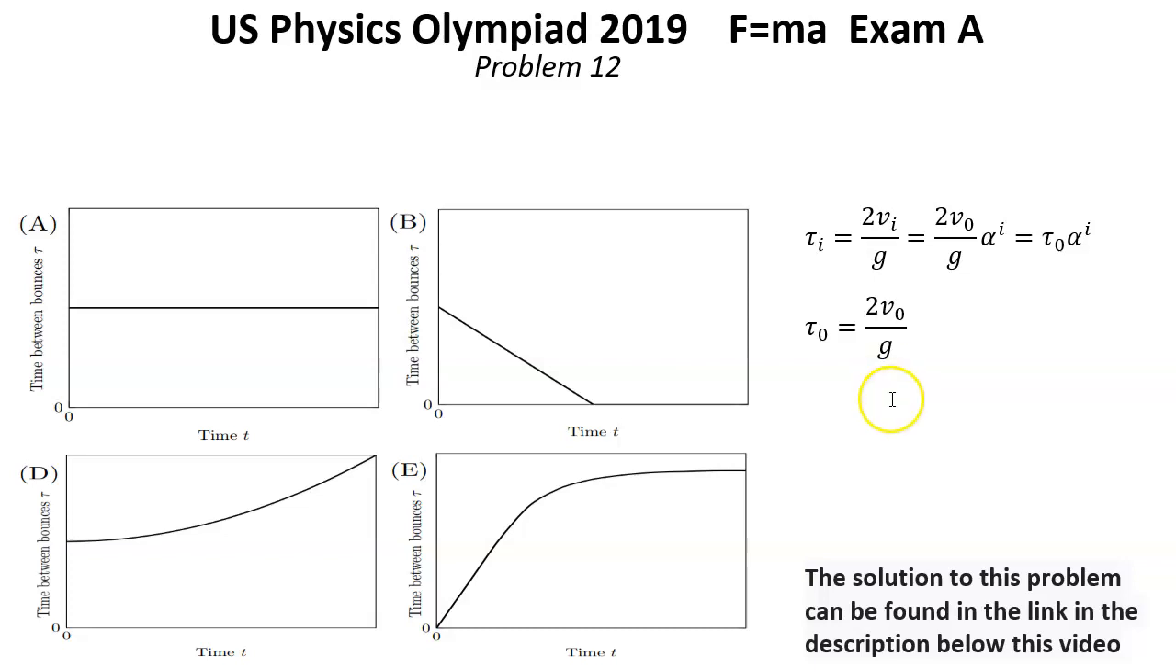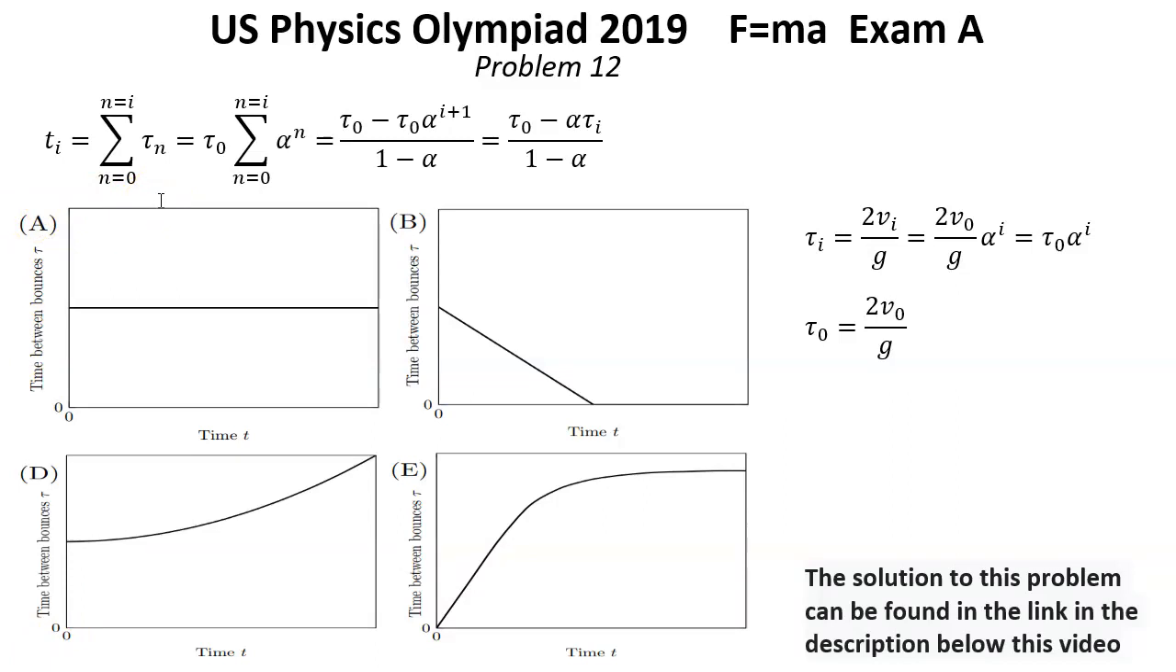Now let's count the total time ti. That will be the sum of tau n from n equals 0 to i, which is tau 0 multiplied by this sum. This is a partial geometric progression, so we have this result. And finally we have time t as a function of tau. Now we just need to express tau as a function of t.